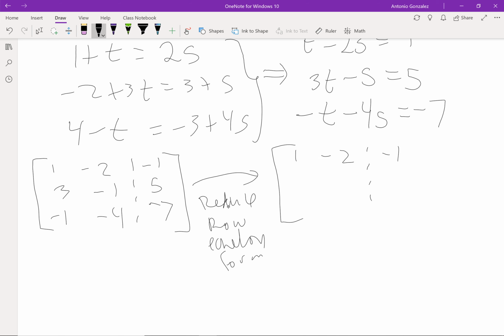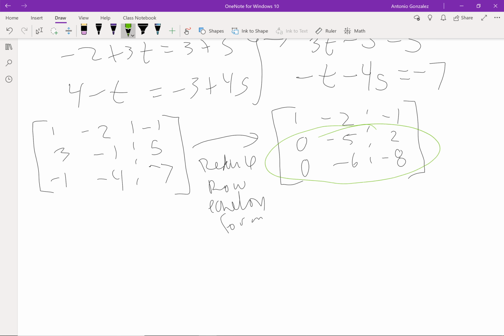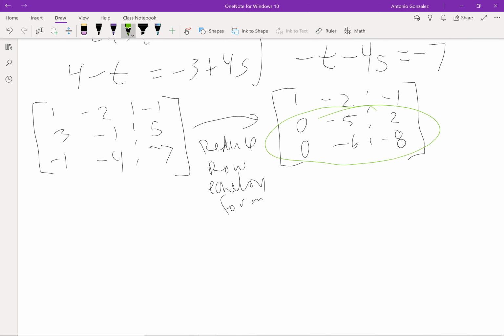So we left this, right? So now we want to interpret that. What this reduced row echelon matrix is telling me is that I'm going to look at these two rows here, and I want to interpret that. Remember, that second column is the coefficient of the s variable. So what we have here is that negative 6s is equal to negative 8, right? That is row 3. And in R2, we have negative 5s is equal to 2.